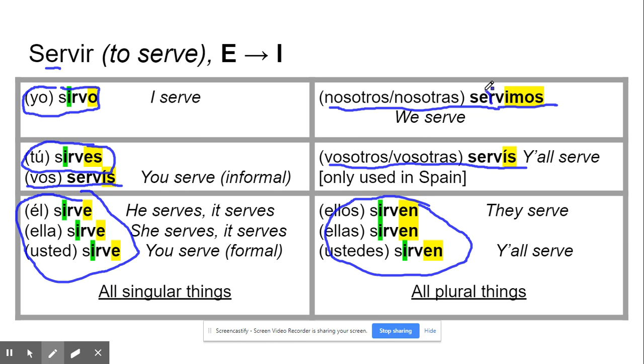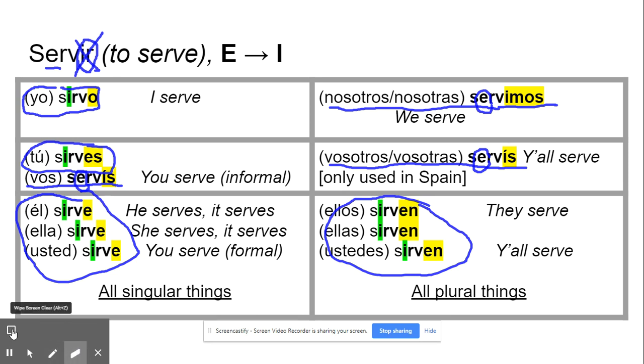We keep the E. So in servimos, it's E. In servís, we have E. And in servís, we have an E. So as you guys can see, the vos form and the vosotros form is the same again because it's another IR verb. So since servir is an IR verb, we took off that IR and added all of our IR verb endings in yellow. So that is our example of an E to I stem changing verb.